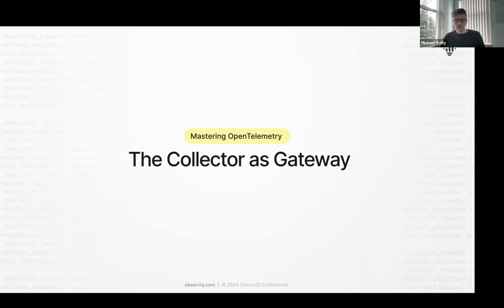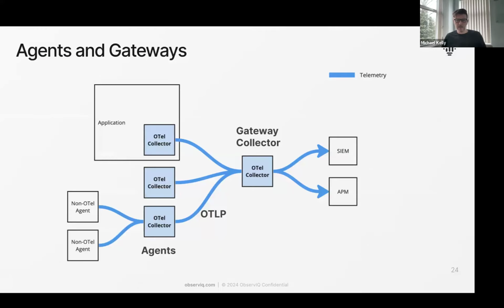I want to talk a little bit about the collector as a gateway and just define some terms here. If you look at the OpenTelemetry documentation, you'll see references to agents and gateways. And that can be confusing, right? The OpenTelemetry Collector is the term that's used.